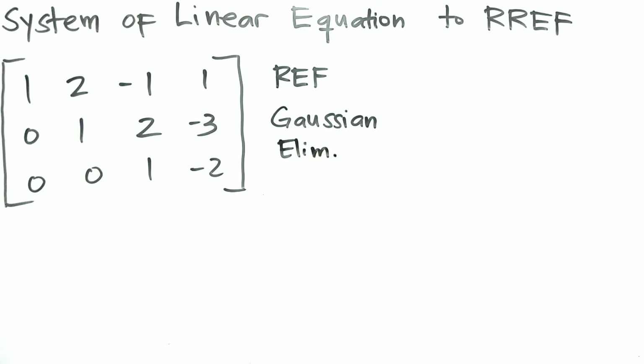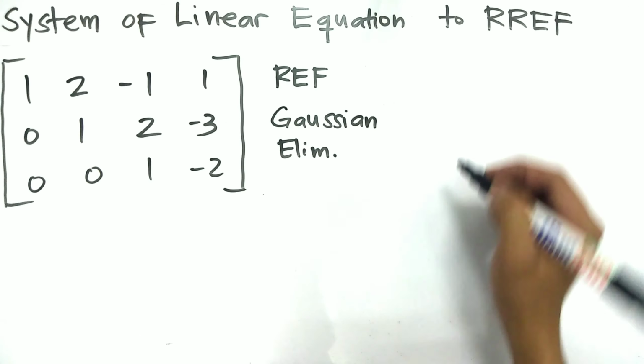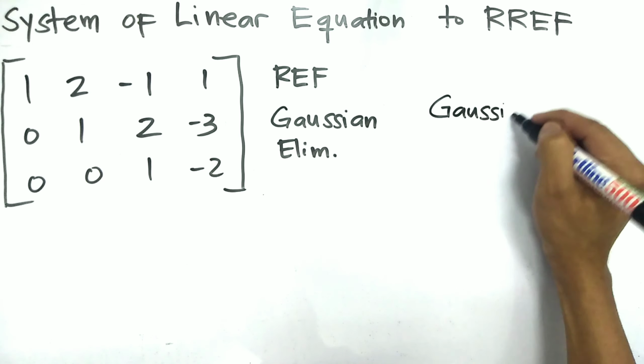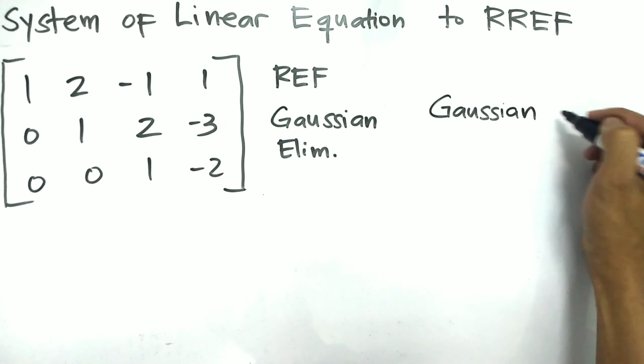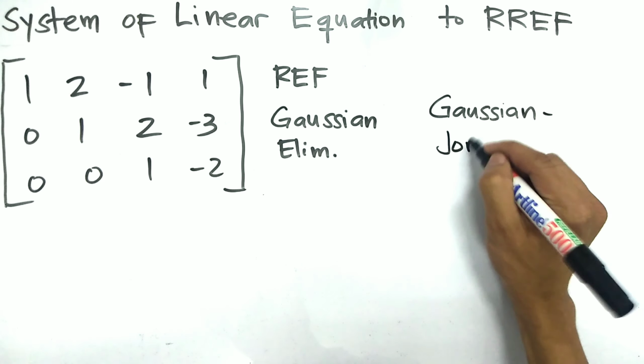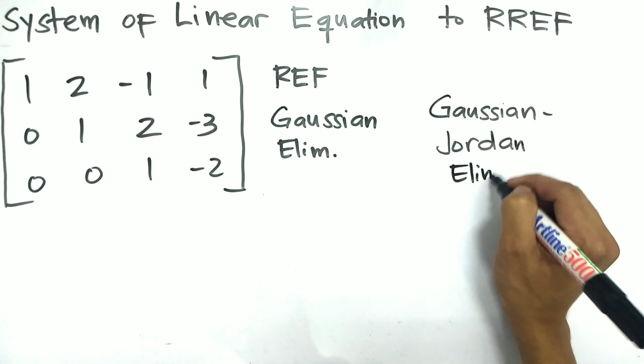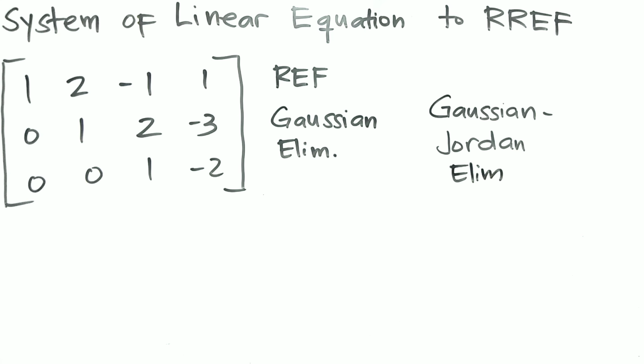And the process of converting an augmented matrix into its reduced row echelon form is what you call Gaussian-Jordan elimination. And that is what we are going to do in the next parts.